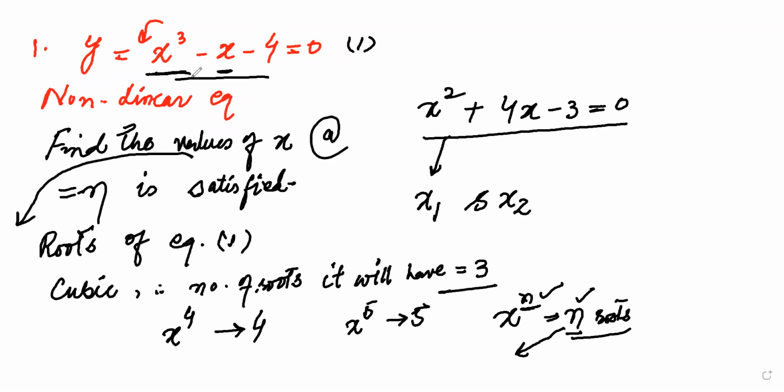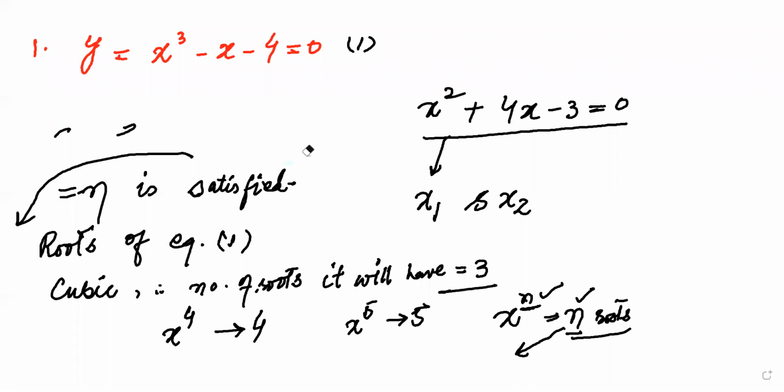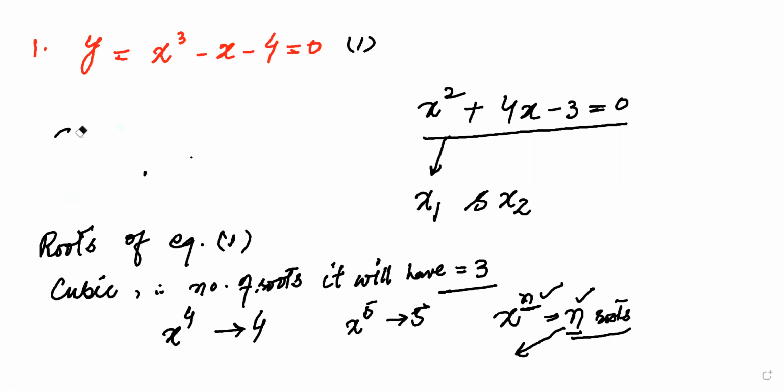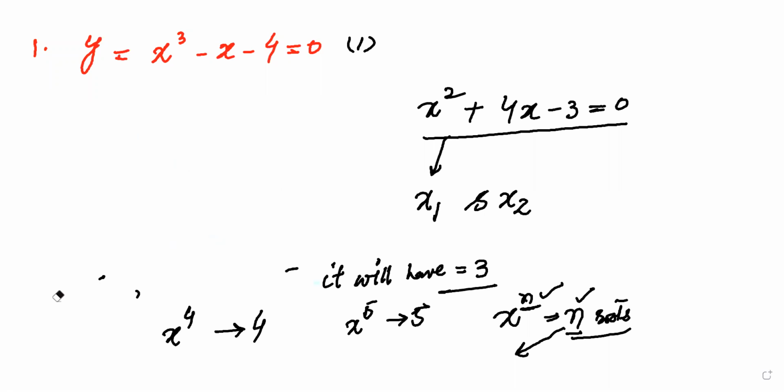Now let's return to the fundamental equation that we have to solve: x cube minus x minus 4 equal to 0. Since the equation is cubic, its degree is 3. We can say that it will have 3 roots, x1, x2, and x3. Which method will we use to solve the given equation? We have a nonlinear cubic equation in hand, and the question is finding its roots.